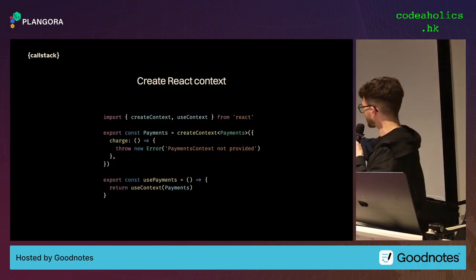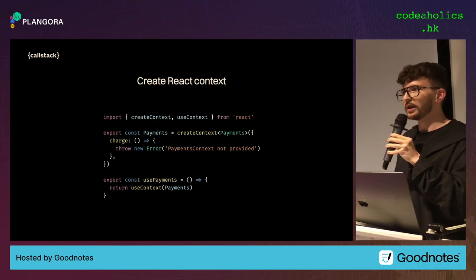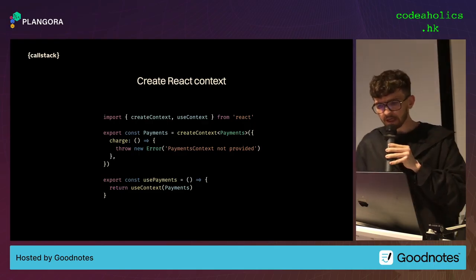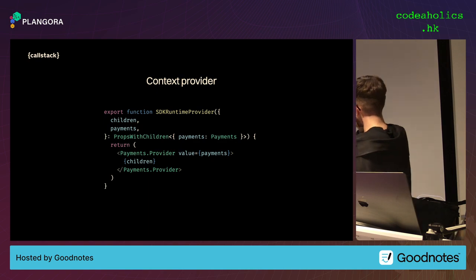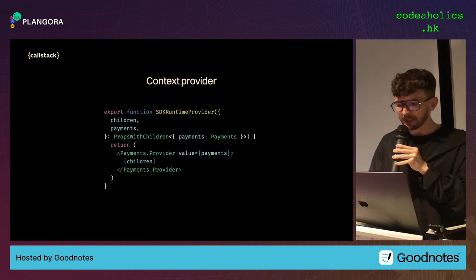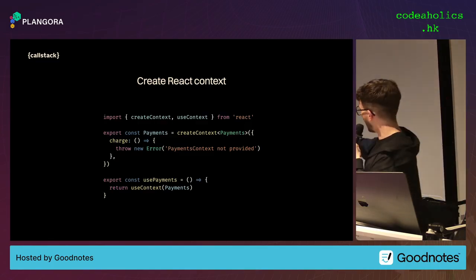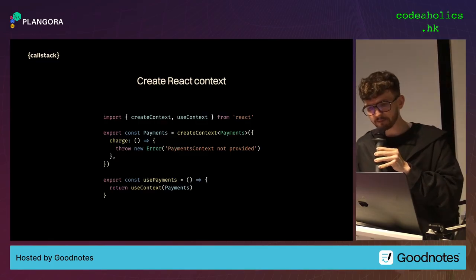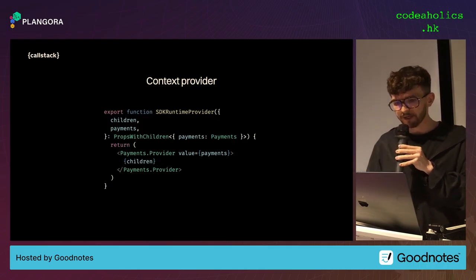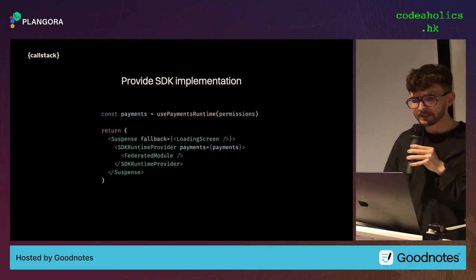And this use payments hook is just a React way to make it look more fancy. And then we have the context provider. So in this case, we have an SDK runtime provider. And as you can see, we are using payments provider. And payments provider expects an object with methods such as charge. It's obviously very simple for this purpose, but I'm just showing you an idea. So we are providing the payments.